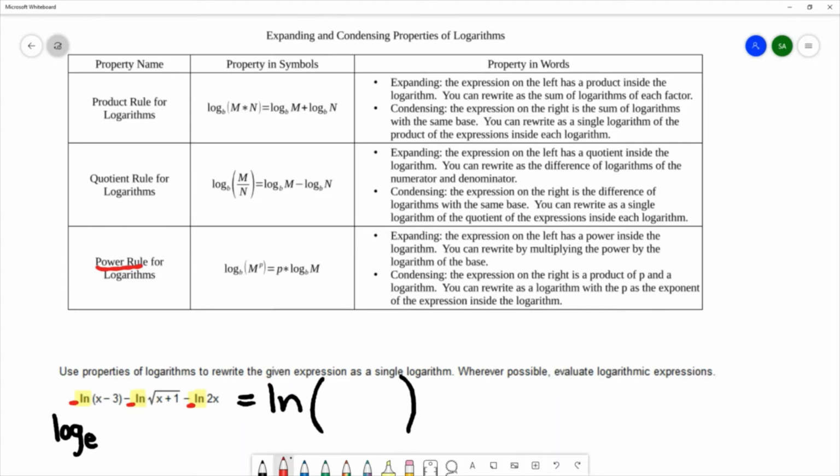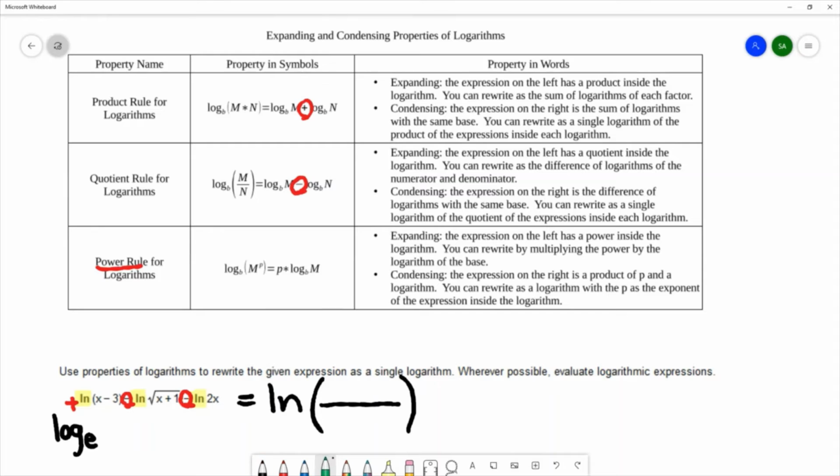But since we don't have any coefficients, we'll move on to looking for either minuses or pluses, and that'll tell you to use either the product rule or the quotient rule. So I can see that I have a minus, and this log here has no sign in front of it, so we assume that it is positive. So that's going to tell us how to condense our logarithm. So because we have some subtractions, we are going to have a fraction inside.